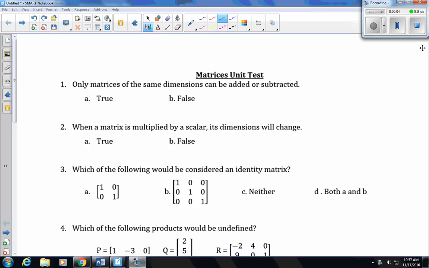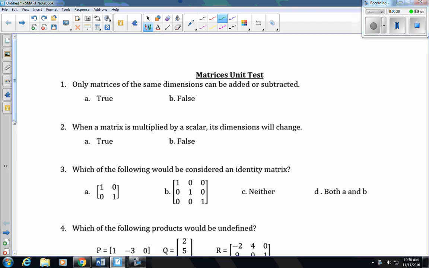All right, so this says unit test, but this is just a review that we're going to do together. There's a lot of basics on here. There are some errors, some typos on here, but I was only able to download it as a PDF. It was from another site, so I couldn't change anything. So we'll change it as we go.